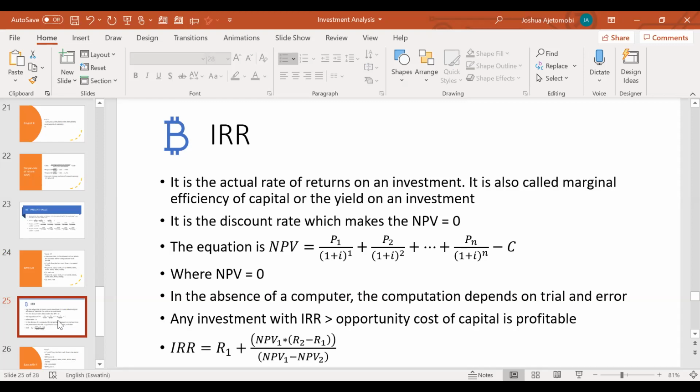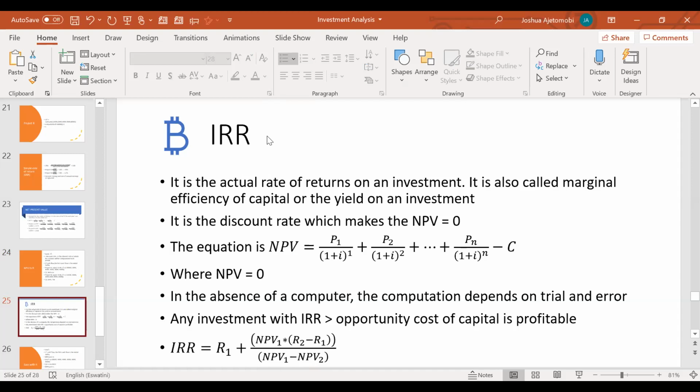Another word for it is marginal efficiency of capital, or what is normally called the yield on an investment. It is the discount rate which makes your net present value equal to 0. So the equation is the same as the NPV, just summing over the present value for different years and subtracting the cost of investment from it. But the rate at which your NPV is equal to 0 is what is called the internal rate of return.